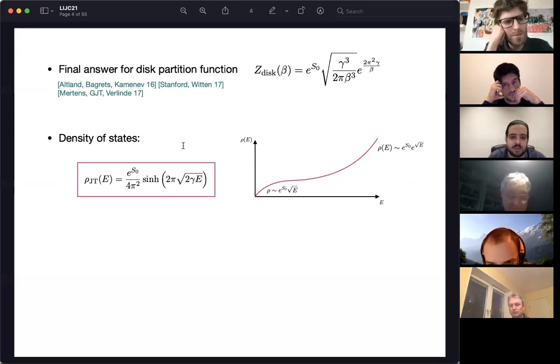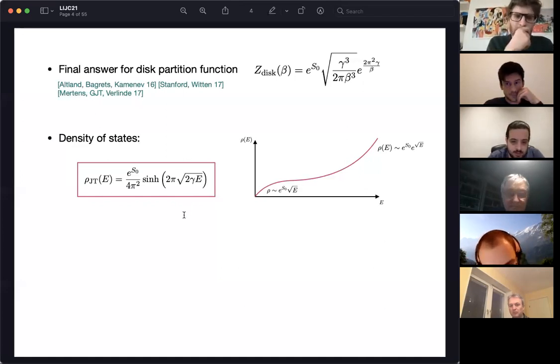From this partition function, you can extract the density of states. That is this sinh of square root E formula, and it has this shape. At large energies, it grows exponentially, consistent with the semi-classical limit, and at low energies, it goes to zero as a square root of E. That should remind you already of some matrix integral that might be describing this problem. But okay, that will be next.